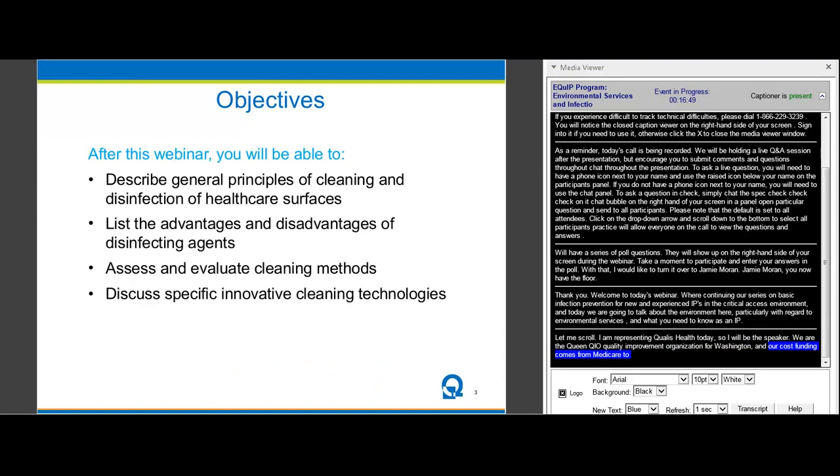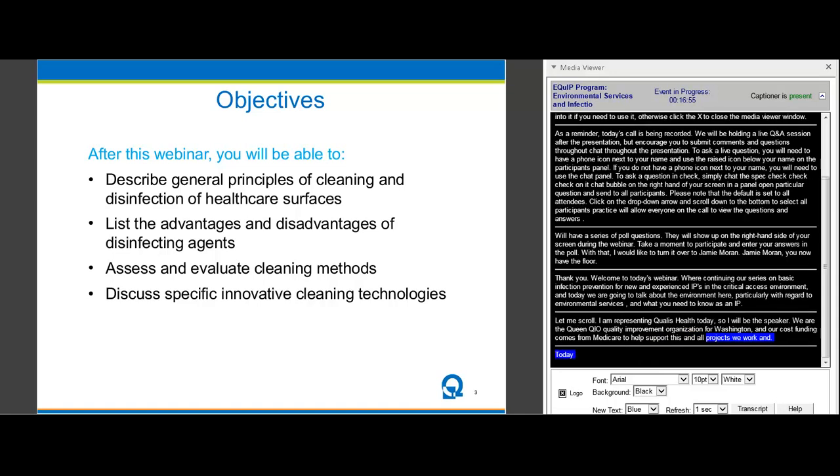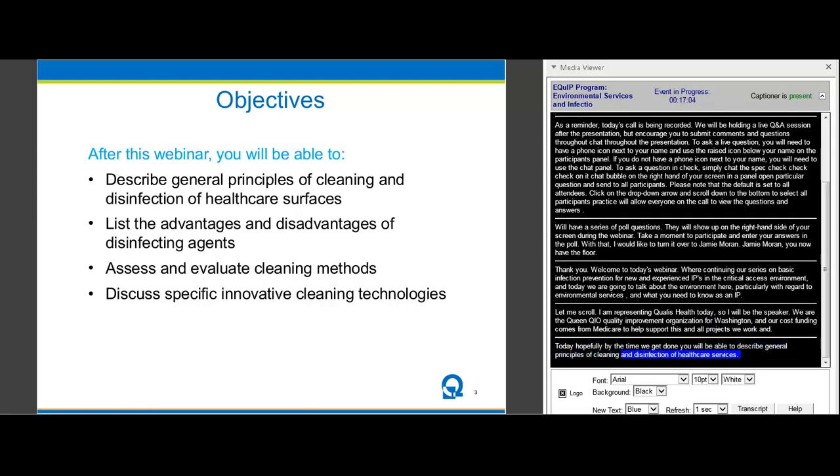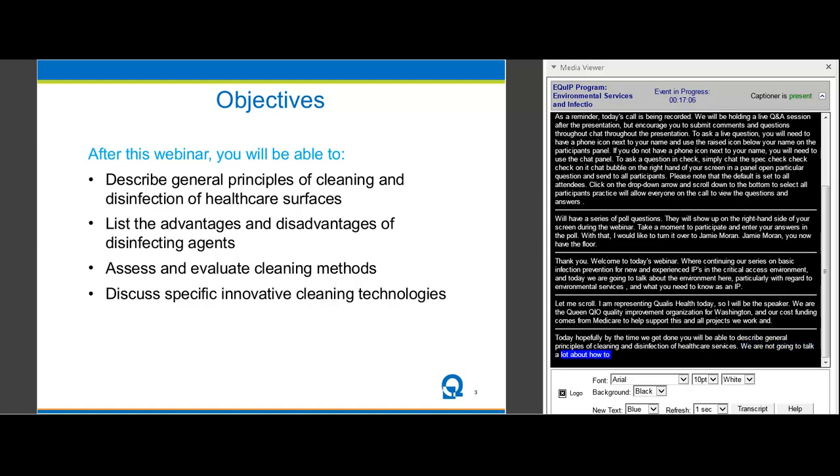So today, hopefully by the time we get done, you'll be able to describe the general principles of cleaning and disinfection of healthcare surfaces. So we're not going to really talk a lot about how to actually do a terminal clean or anything like that, just the basic principles, what you need to know as an infection preventionist in order to be able to assess those practices and make sure they're as safe as we can make them.